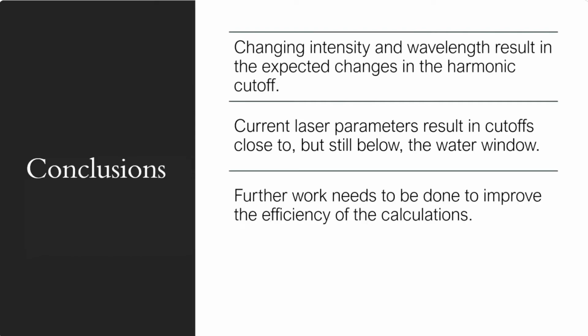Further work does need to be done to improve the efficiency of these calculations. As I mentioned, we're looking at 1,000 to 1,300 cores for 5 to 10 hours. Some of that time is spent for the cores waiting for other cores to finish, since there is a bit of interplay there. So we can speed up the calculations a little bit by working on our allocations.